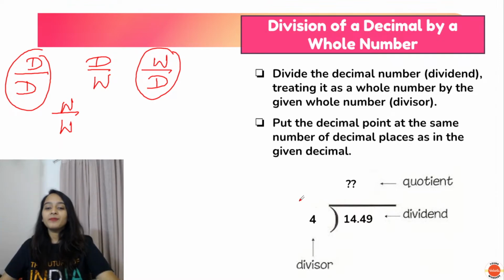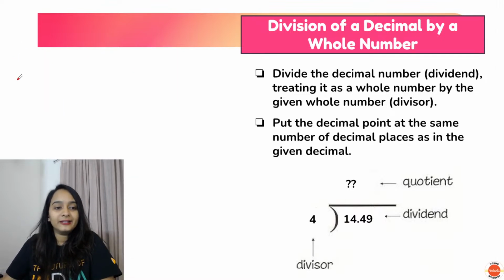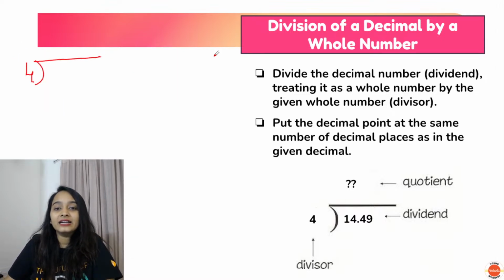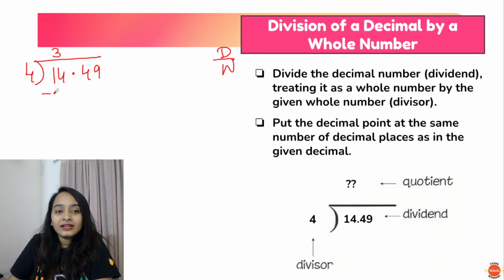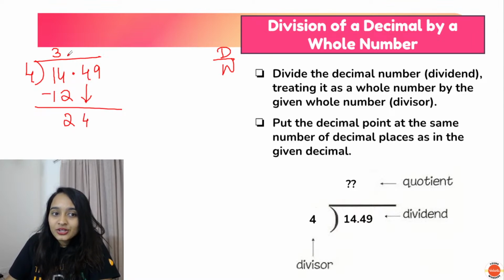Okay. Now here I am dividing 14.49 by 4. Right? This is the dividend. This is the divisor. How do we go about with the division? You're dividing a decimal by a whole number. This is 14.49. So 4 into 3 will give you 12. Just like we do normal division, we have to do the same. So 14 minus 12 will give you 2. Now you're bringing down a number after the decimal point. So immediately keep a decimal point.